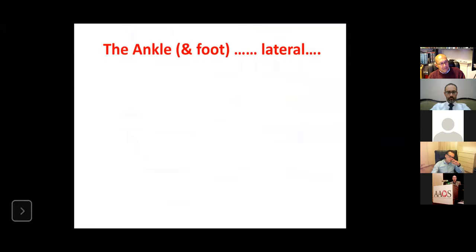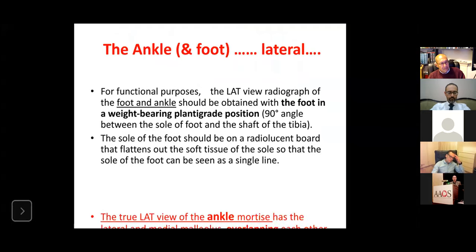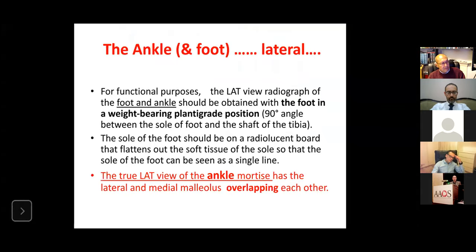For the ankle and the foot to have its lateral position, there is a little difference between the lateral view for the ankle and that of the foot. At first, we should have the foot and the ankle weight bearing or in the plantigrade position. The sole of the foot should be touching the cassette, and we have a lateral view of the ankle. The two malleoli should be fully overlapped.